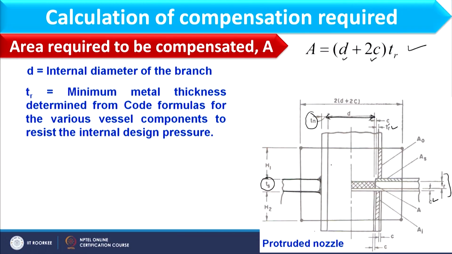Okay. So, that C further I need to compensate, because that C will not be considered as additional material, C will be used for corrosion. Okay. So, this D plus 2C into Tr is basically the area which I have to compensate. So, D is the internal diameter of branch that we have already discussed, and Tr is the minimum metal thickness determined from code formula that we have discussed in previous lectures.